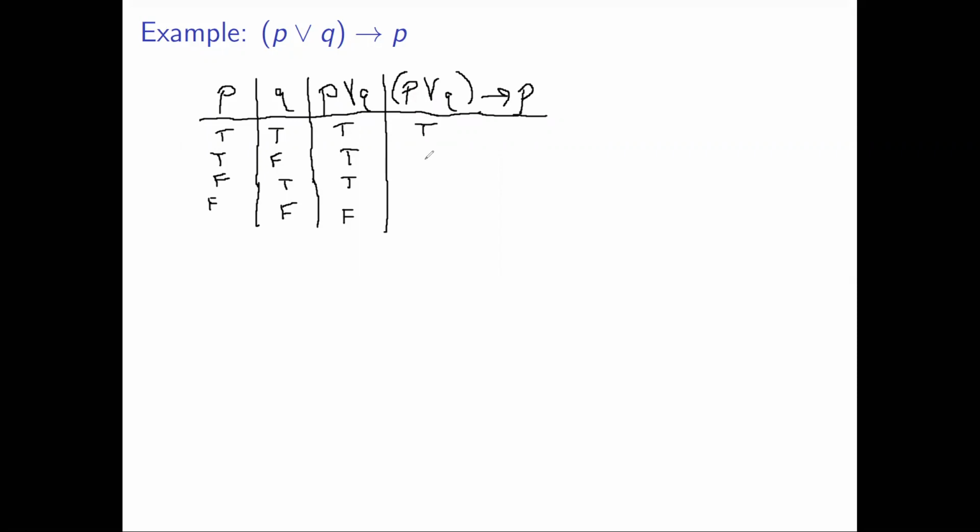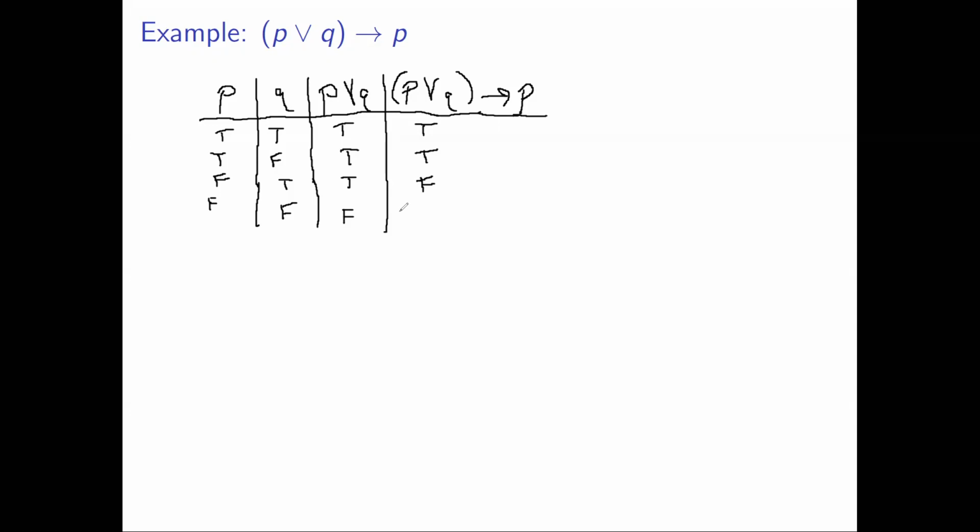Second row, the hypothesis P or Q still true, and the conclusion P is still true. So this one's true. Third row, the hypothesis P or Q, that one's true, and the conclusion P is false. So the hypothesis is true, but the conclusion is false. So that means the implication is false. And we don't even have to do that last row. We can, but we don't have to do it at this point because we're just trying to determine whether or not this is a tautology. So we could stop here, but we'll do that last row anyway.